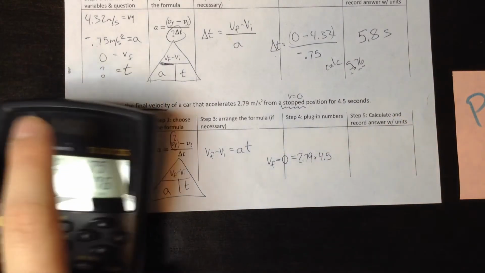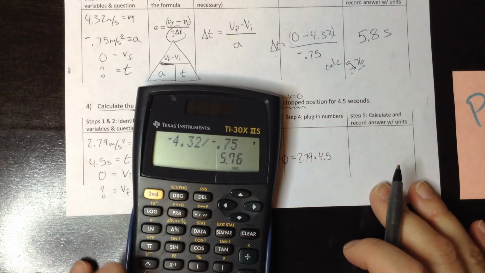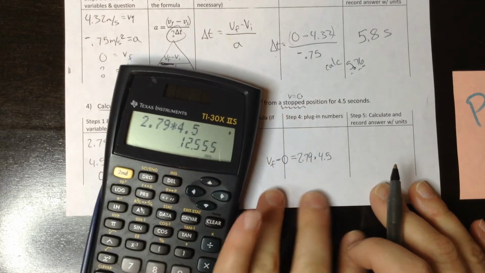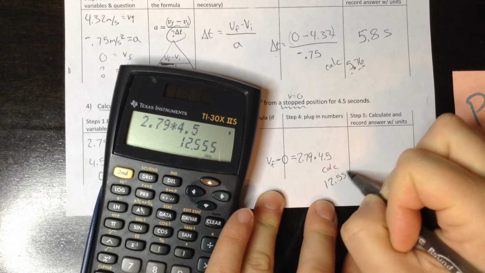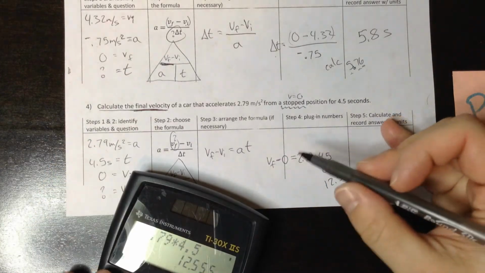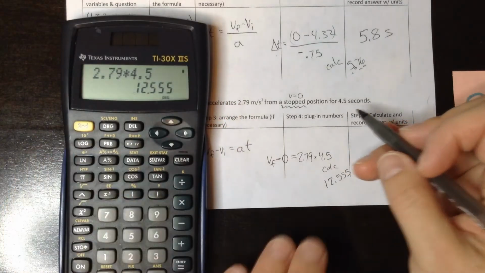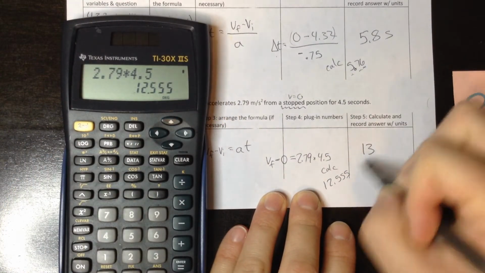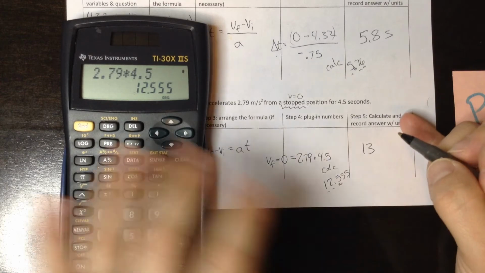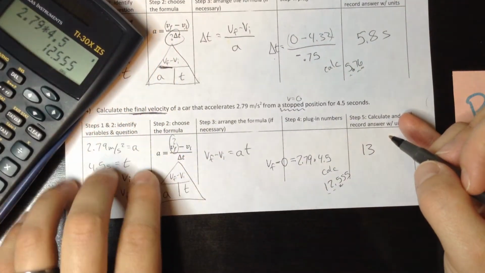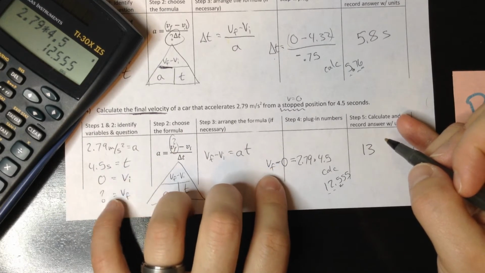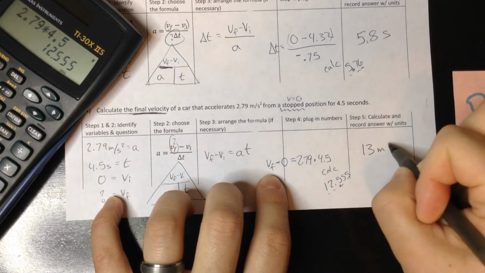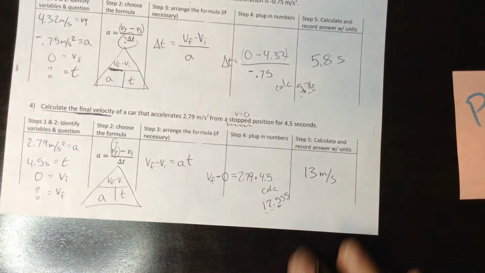Okay, so 2.79 multiplied by 4.5. Calculator says 12.555. Alright, significant figures. We're going to want just 2 because of the limitation on time there. So 13, that 12, 5 rounds up the 2 to 3. 13, solving for velocity. Velocity is our question. So velocity is the question. Units of measure are going to be meters per second.